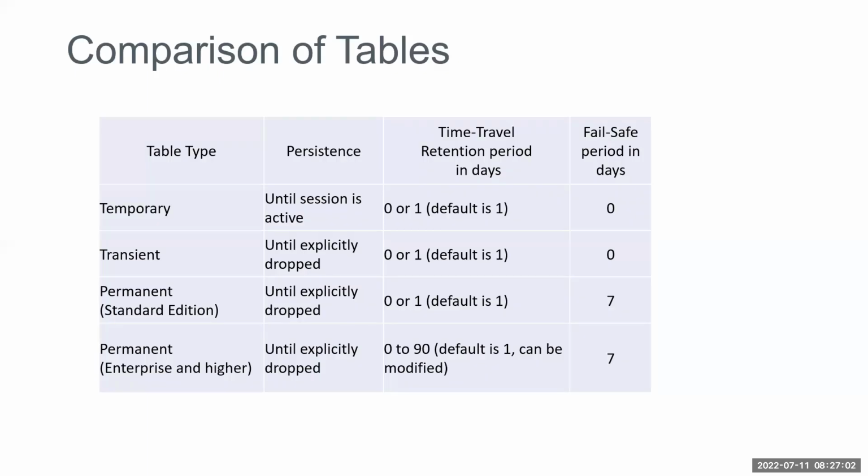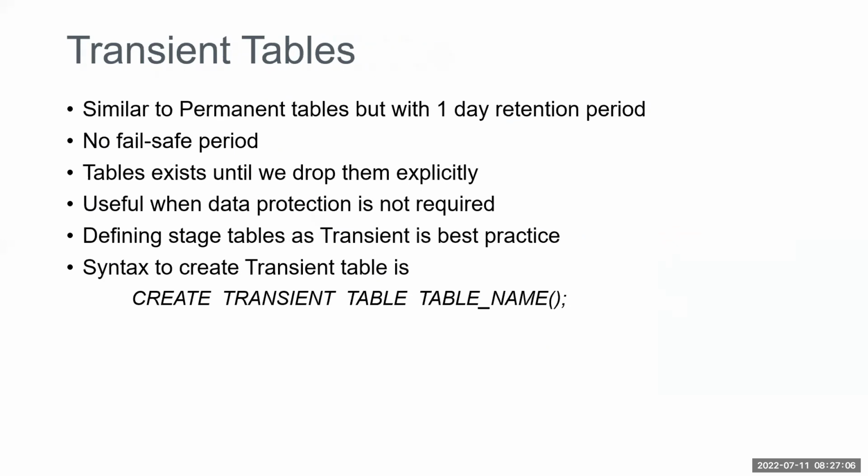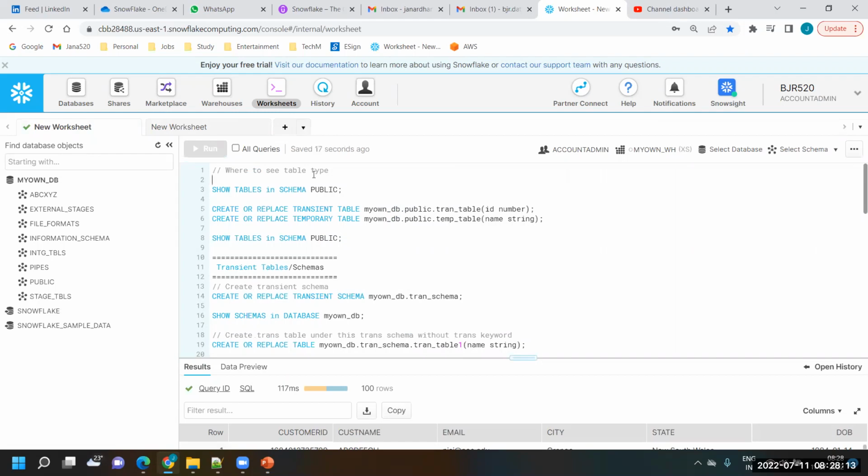So this is about table types, and we can quickly execute. First of all, where to see the table type? I was saying, where can we see whether it is a permanent, transient, or temporary table? Suppose I'm executing the show tables command, show tables in the schema public.